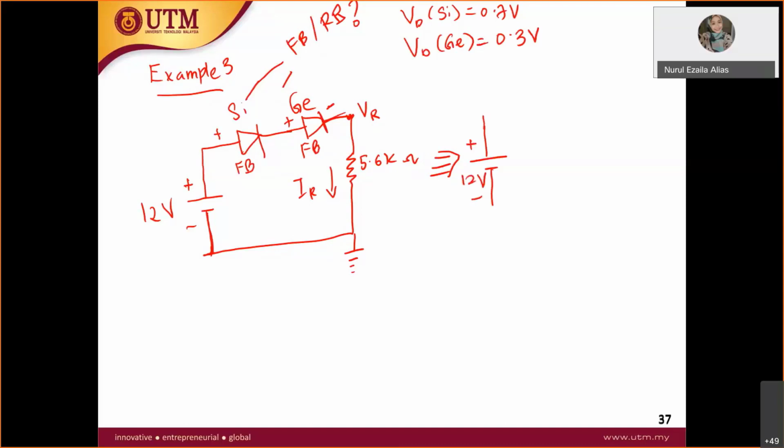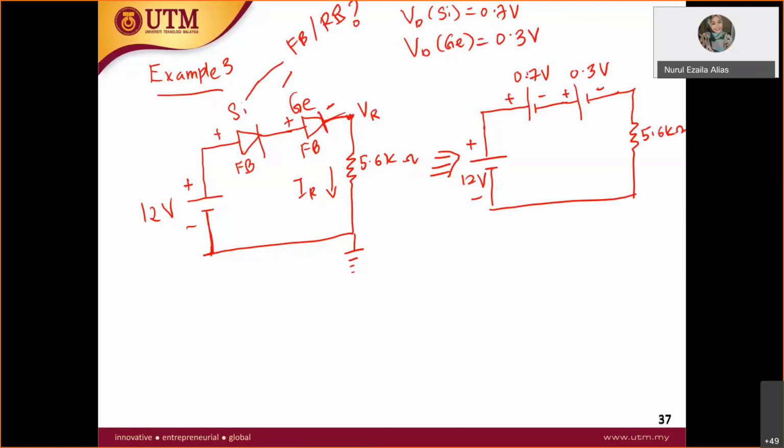Okay, and then since this silicon diode is forward biased, it will be replaced with a voltage drop of 0.7. Okay, and then the germanium is also on, so it will be replaced with a voltage drop of plus minus 0.3 volt, and then this is your resistor, 5.6k ohm. All right, so this is how you do it.